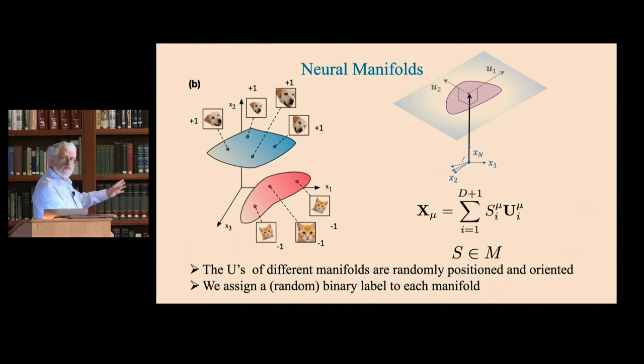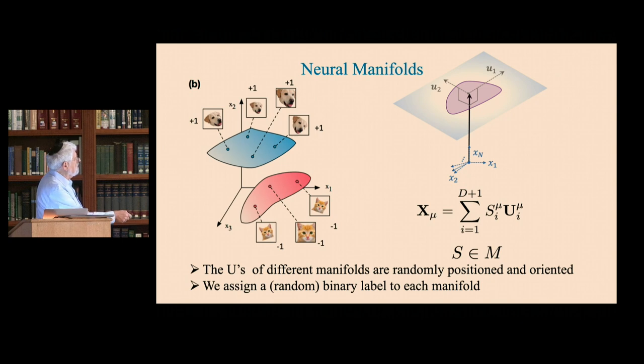There is no assumption about smoothness and so on. The assumption is just that those manifolds, those collections of points, are bounded and form a compact set. So more formally, we write for the muth manifold, where mu goes from 1 to P, and P is the number of manifolds, each vector in the muth manifold, x^mu, is a vector in n dimensions that can be written as a sum of d plus 1 dimensional vectors.